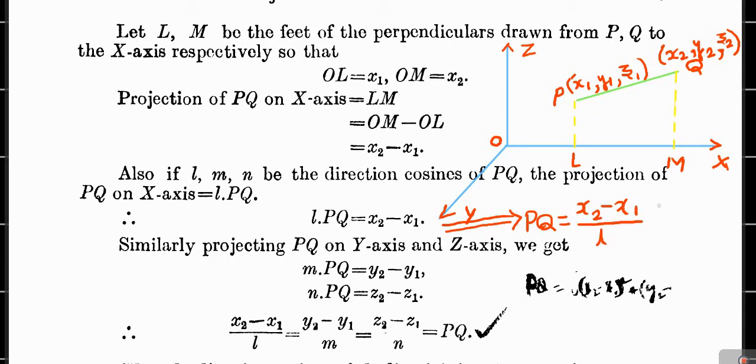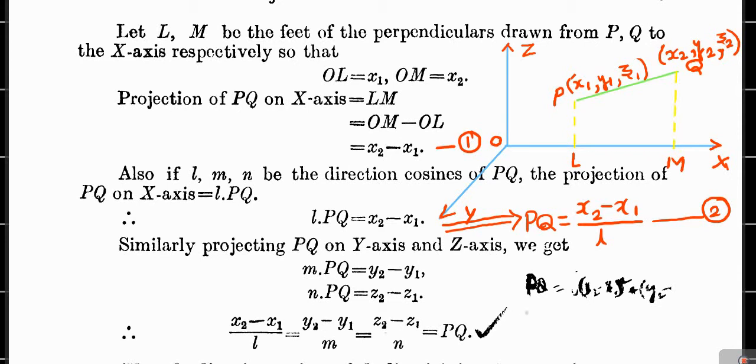Let us denote this relationship by relation number 1, and now let us denote the next relationship by relation number 2.